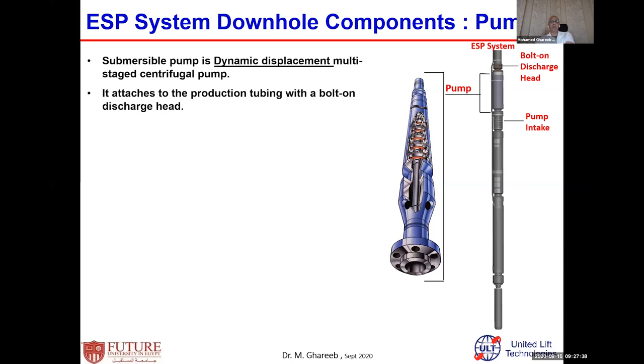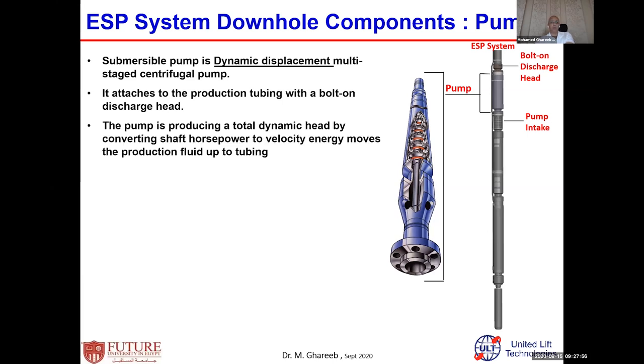It's attached to the tubing string. There are different ways: bolted on, discharge head, threaded on. It depends on the manufacturing technology, your well condition, your completion types, and what we have downhole in the completion. This is the connection to the tubing.